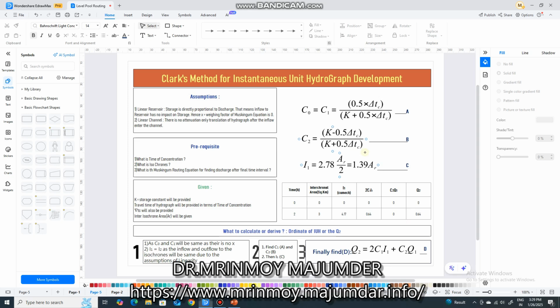Okay, so with this, I finish this tutorial. So always remember, for Clark's method of instantaneous unit hydrograph, you have to move from equation A here, then to equation B, then to equation C, and ultimately to find the ordinate of that instantaneous unit hydrograph, you have to use equation D.